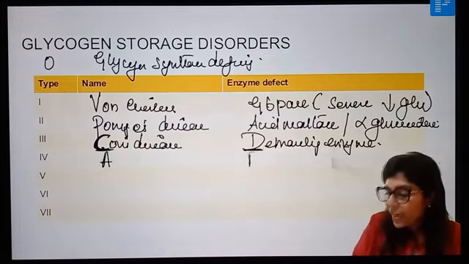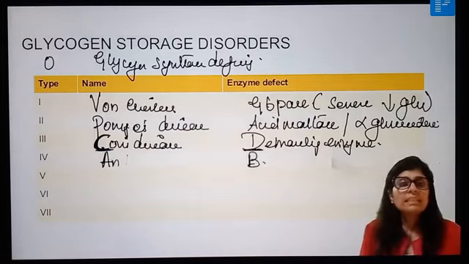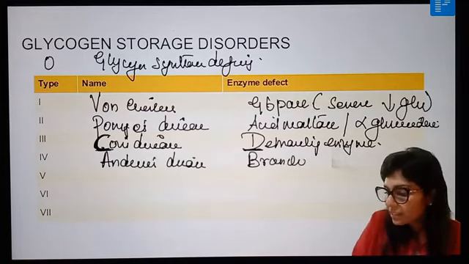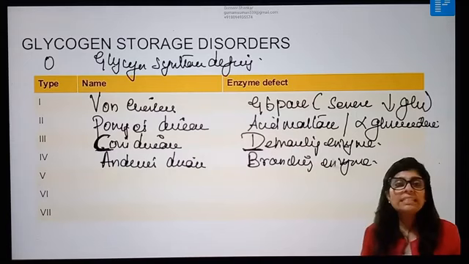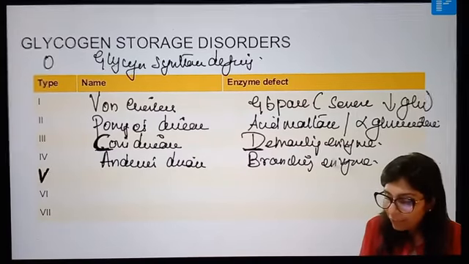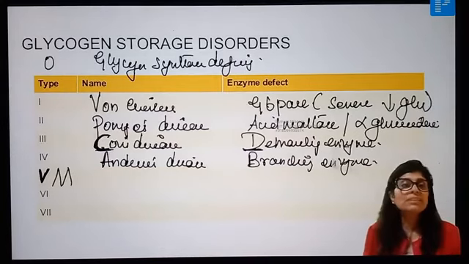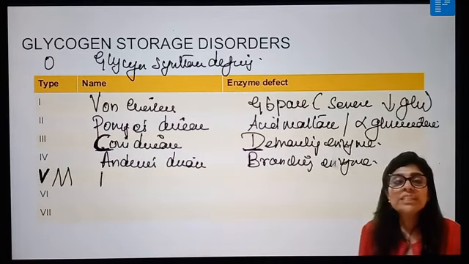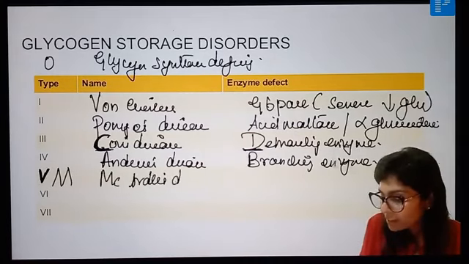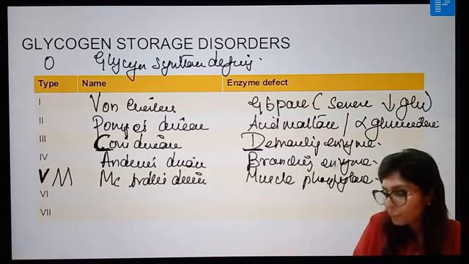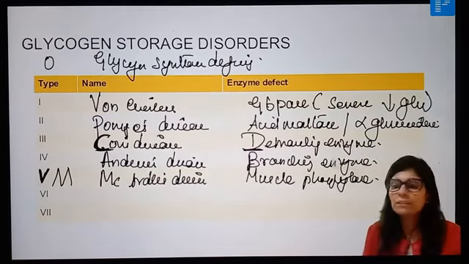So now it is A and B. Type 4 is Andersen's disease. Okay, type 4 is Andersen's disease, caused by the defect of the branching enzyme. Now it is type 5. Roman numeral 5 looks like the letter V. So invert it, write it twice. Okay, invert it and write it twice. It is M. So type 5, M stands for McArdle's disease. M for M, McArdle's disease is caused by the defect of muscle phosphorylase. Okay, so type 5 is McArdle's disease, muscle phosphorylase defect.